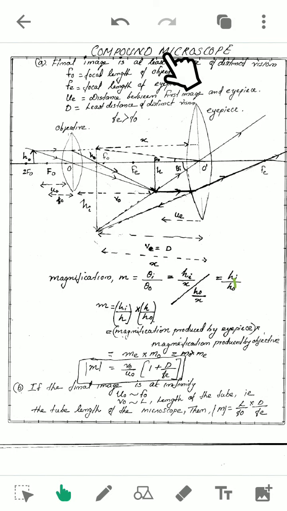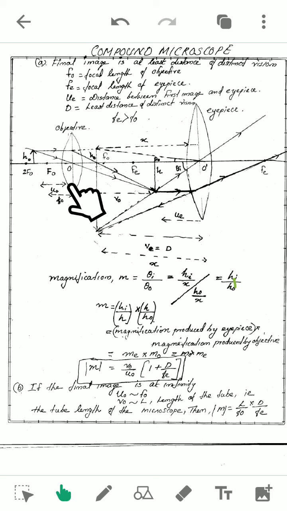Next topic is compound microscope. In compound microscope, there are mainly two lenses. One is the objective lens and the other one is the eyepiece. Objective lens, that means it faces the object, and the eyepiece is near to the eye. The focal length of the objective lens is less than that of the eyepiece, and the diameter of the objective lens is also less than the eyepiece. Here, the focal length of the objective lens we took f4, and the focal length of the eyepiece we took fe.